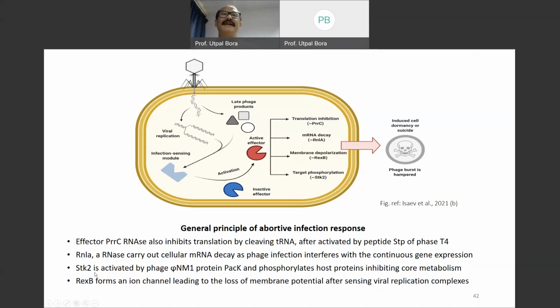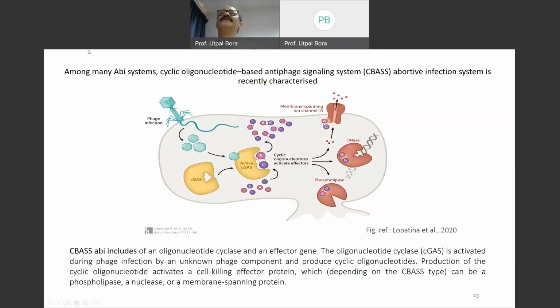Then comes the STK2. This is activated by the phage, and it phosphorylates phosphoproteins, inhibiting the core metabolism. The Rex-B forms an ion channel leading to the loss of membrane potential after sensing viral replication complexes. So this induces cell dormancy or suicide. The phage burst is kind of hampered.